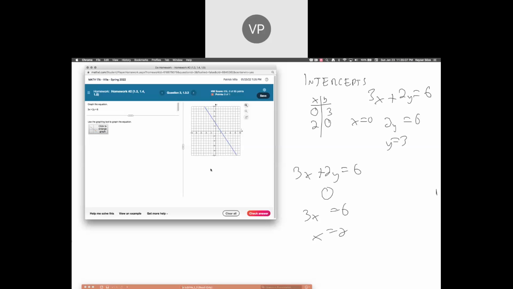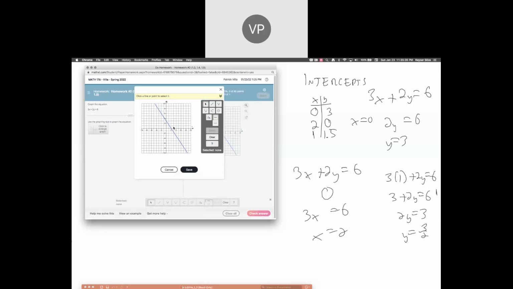Now, like I said, I'd recommend getting another point. Let's plug in 1 for x. So we get plus 2y. 2y equals 3, y equals 3 halves, which is like 1.5. So I just wanted to check when I plug in 1, and let's see if I can zoom in on that again. When I plug in 1, 1/2, there it is. It just kind of confirms it's on the line.